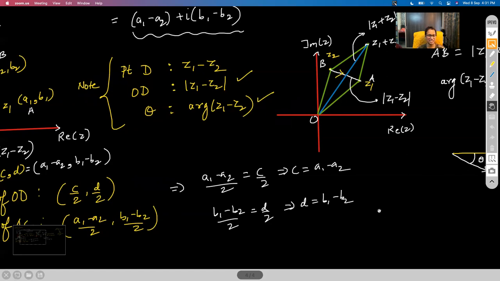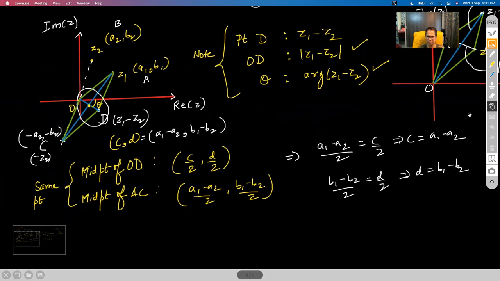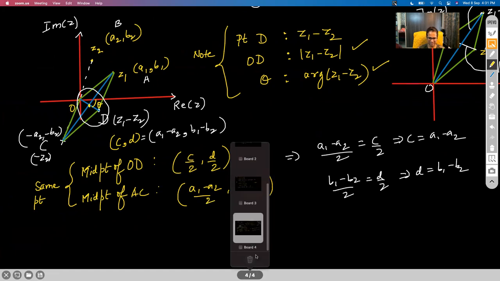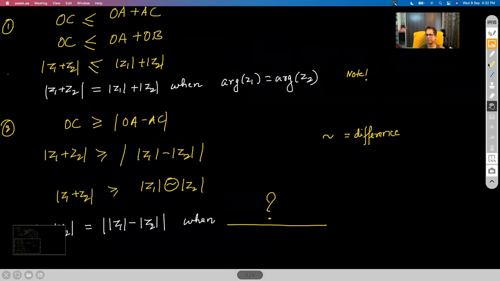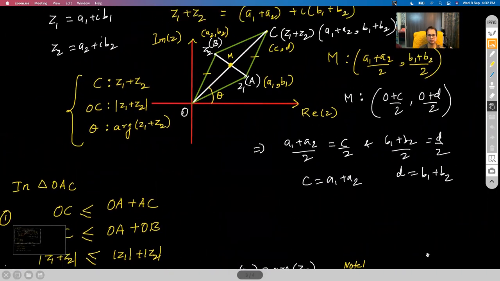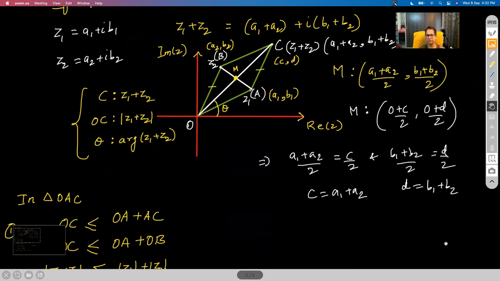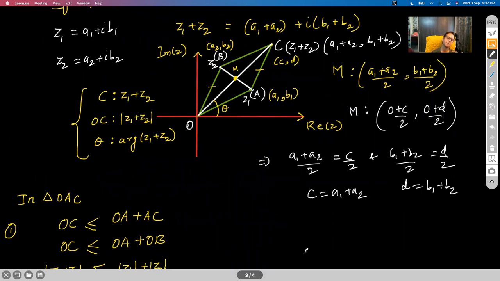Right. Now time for some triangle inequalities. By the way, Setu, you want me to go to the previous slide for a second, or are you done with that? Should I go to the previous slide? Yeah, give me a second. Yes. Up. This position. Okay. Done. Okay, great.